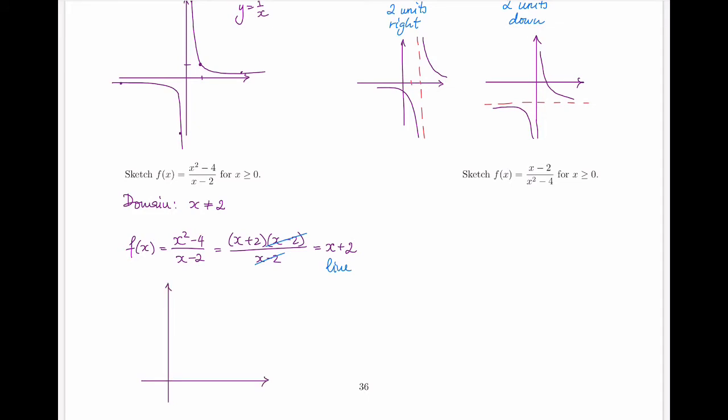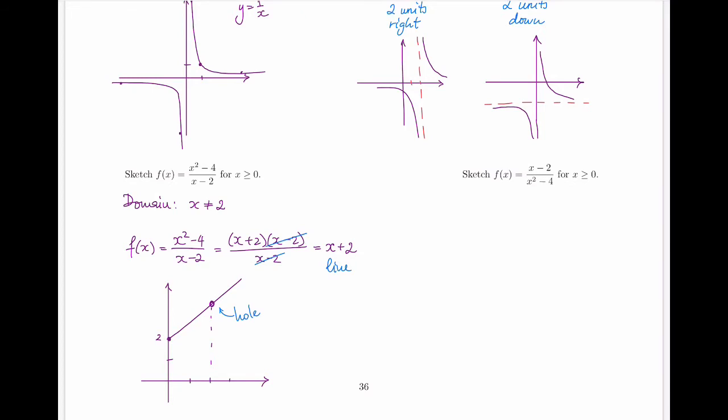So this is going to be a line of slope 1 with the y-intercept of 2. So I'm going to go through the point 2 here, and the slope is 1. So I have to keep that in mind. So my line is going to look something like this. Slope 1, intercept at 2. But again, my function is not defined at x equals 2, which means that at x equals 2 here, I have a hole in the function. Okay, this is going to be a hole.